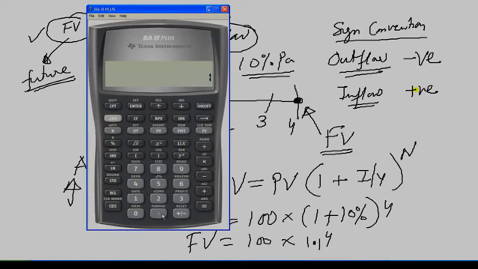Now perform the same thing: 1.1 y to the power x 4. See, you are getting values till 4 decimal places. Now if you want to multiply with 100, you will multiply with 100, and 146 is the future value.